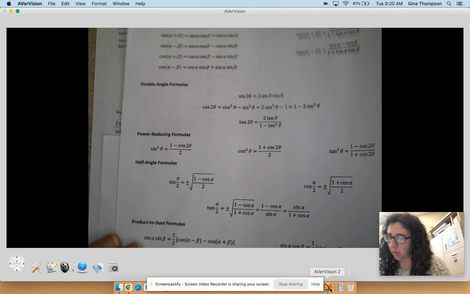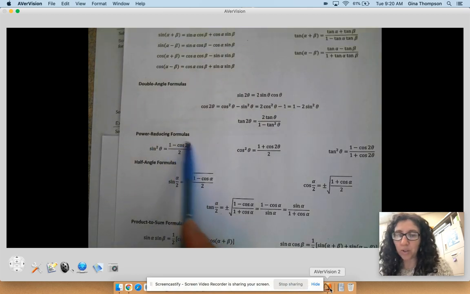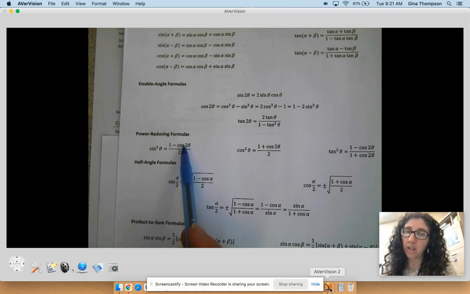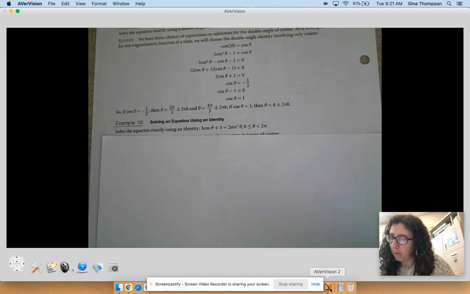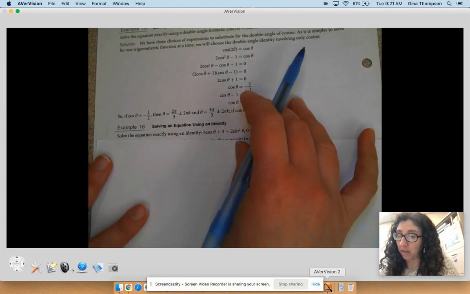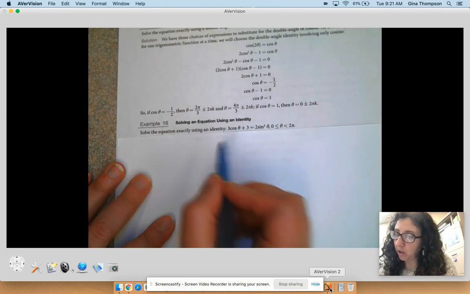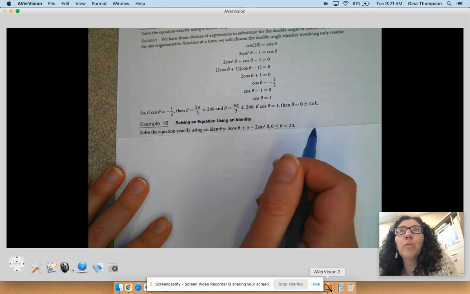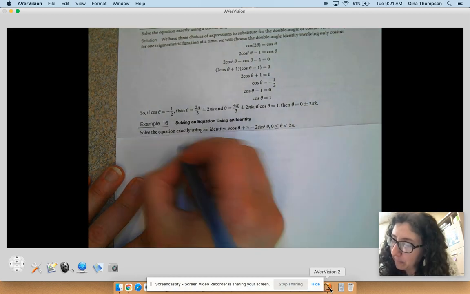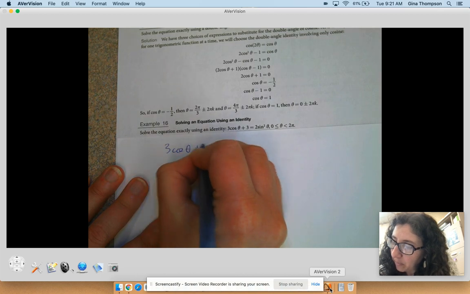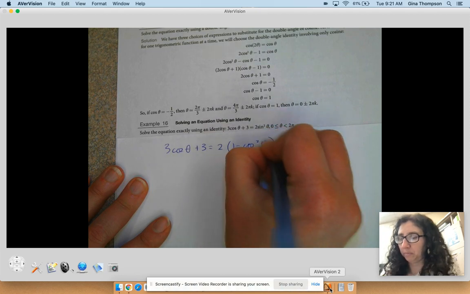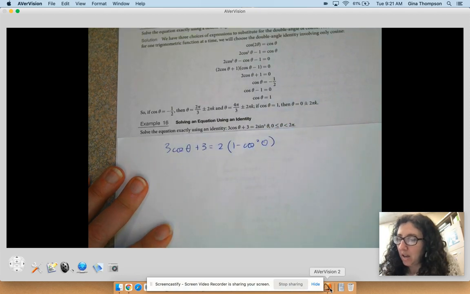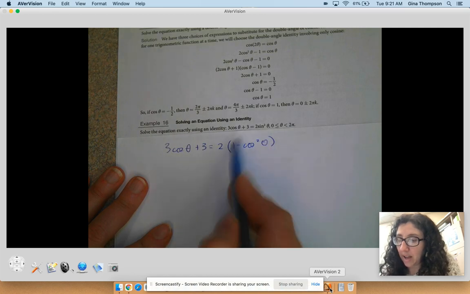Looking at that power reducing one, if we do that, we could put it in terms of cosine, but it's going to be in terms of cosine of 2 theta, which seems like a problem. We want to have things in the same angle inside our argument. But we could just use the Pythagorean identity. So instead of sine squared theta, we could write that as 1 minus cosine squared theta, right? Yes, we could.